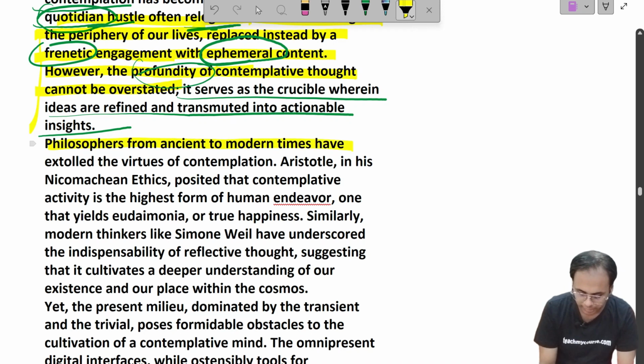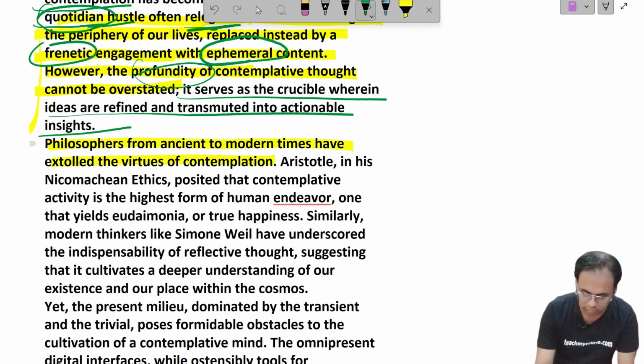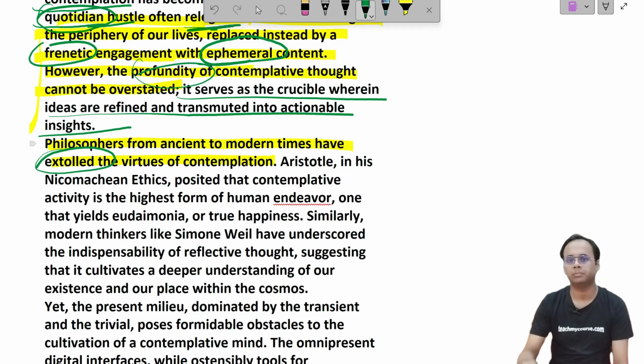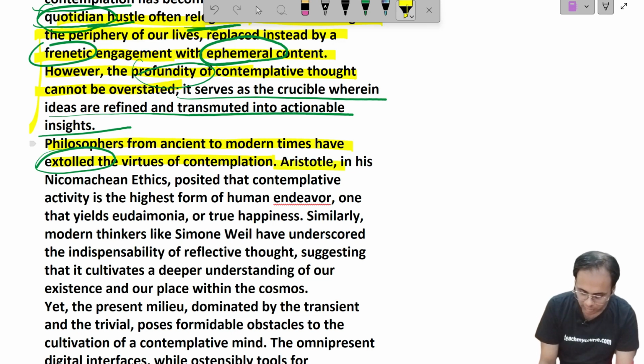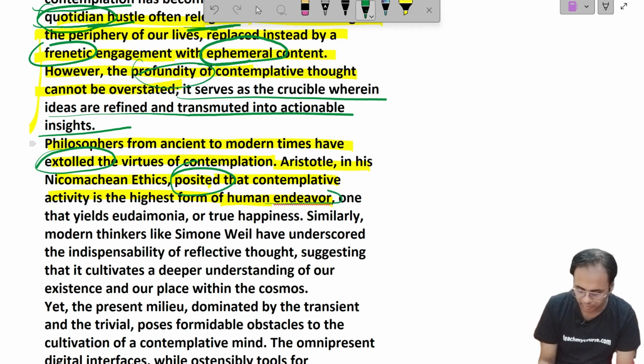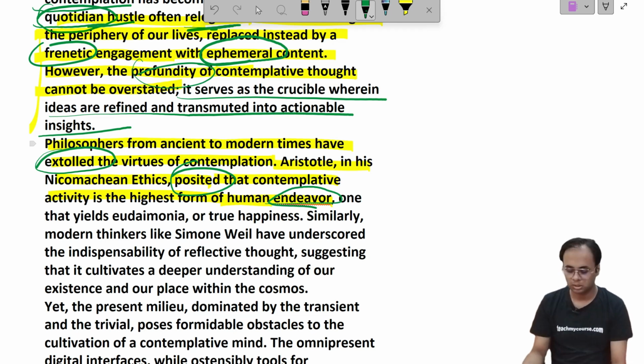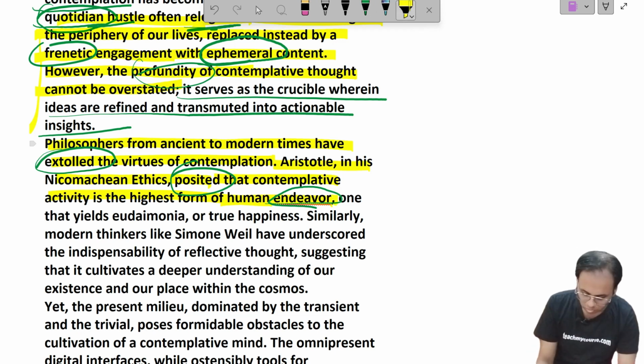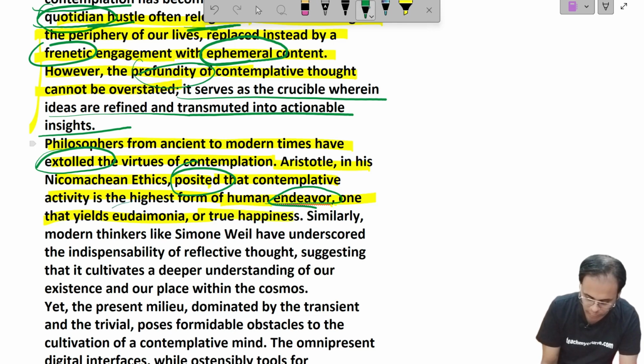Philosophers from ancient to modern times have extolled the virtues of contemplation. What is extolled? Extolled means to lift up something. So they have also supported the virtues of contemplation from ancient times. Aristotle, in his Nicomachean Ethics, posited that contemplative activity is the highest form of human endeavor. What is posited? It means to position. So he positioned that contemplative activity is the highest form of human effort, because it takes a lot of effort to think deeply into something, one that yields eudaimonia, or true happiness. So eudaimonia means true happiness.